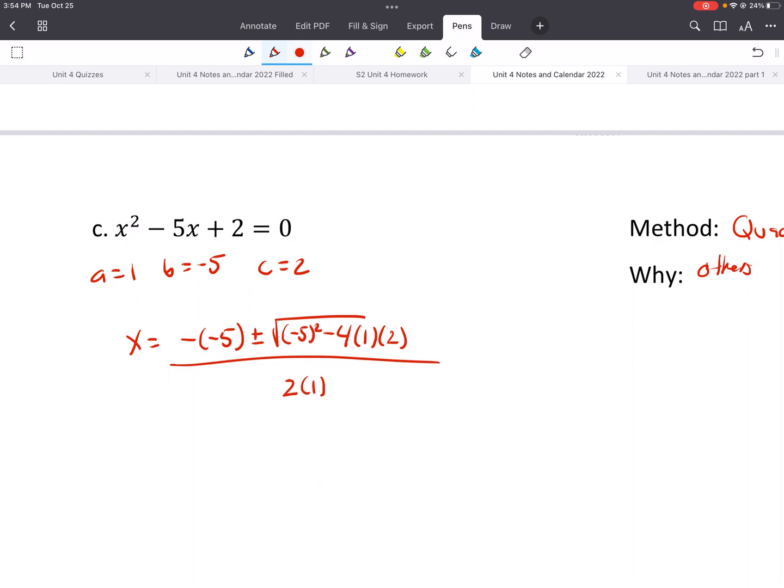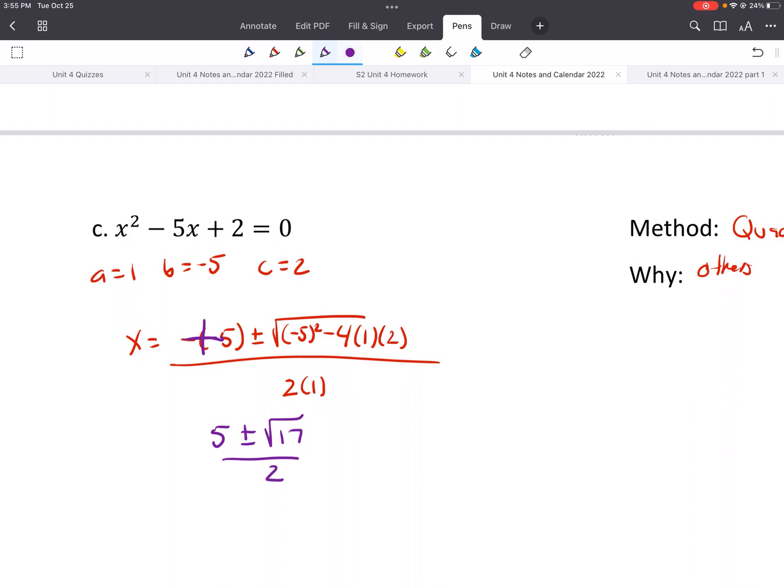Alright, and then everything from now on is just simplifying. So simplify the discriminant. Just use your calculator for that. Type it in. So I ended up getting 17. So negative negative is a positive, so we get 5 plus or minus the square root of 17 over 2.